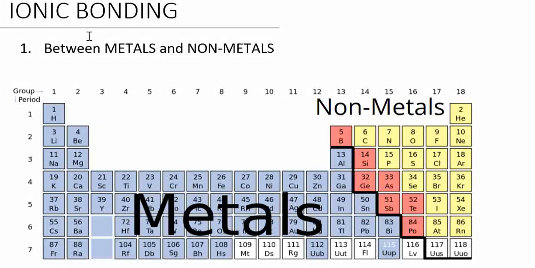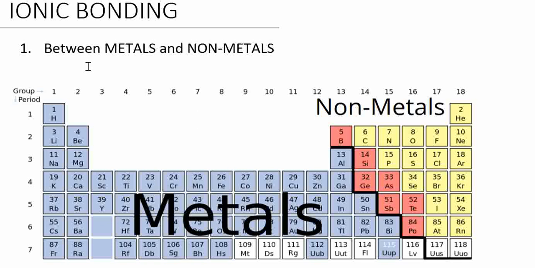Hi guys, today we are going to discuss ionic bonding. It's one of the topics in chemistry for secondary level. You might learn this in grade 7, 8, 9 or 10. So what is ionic bonding?